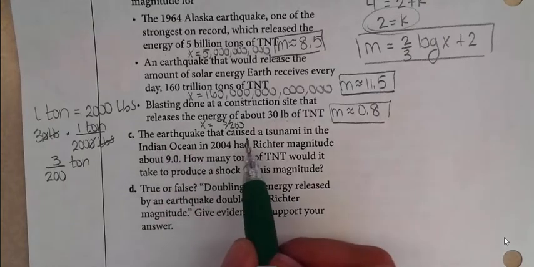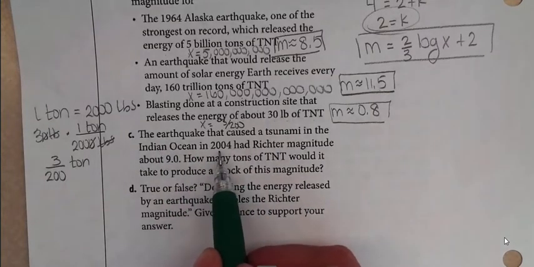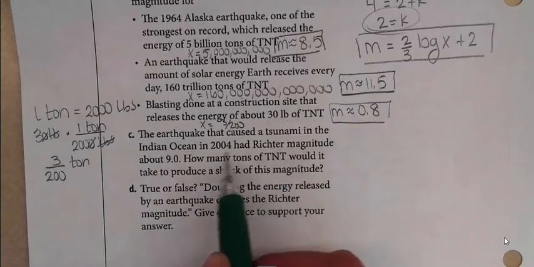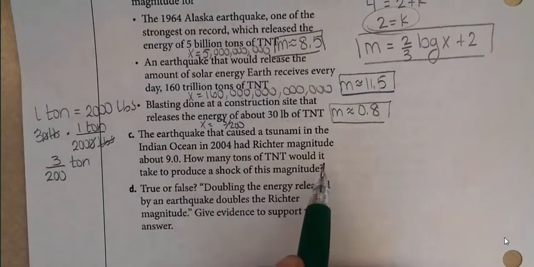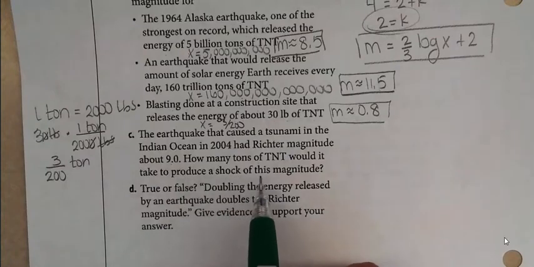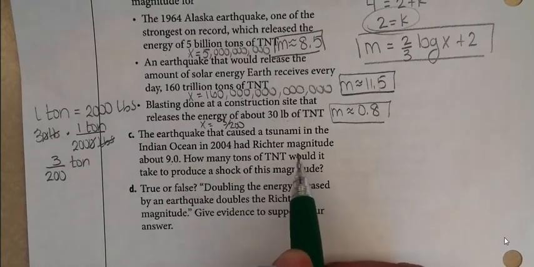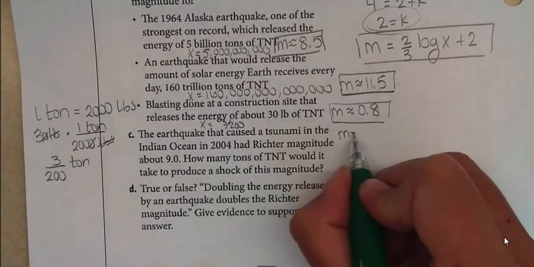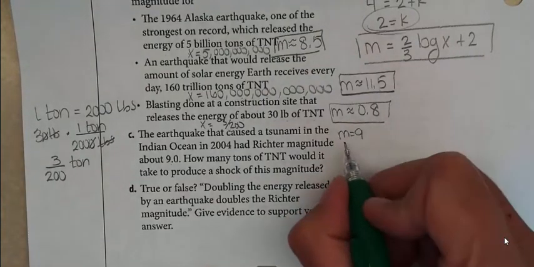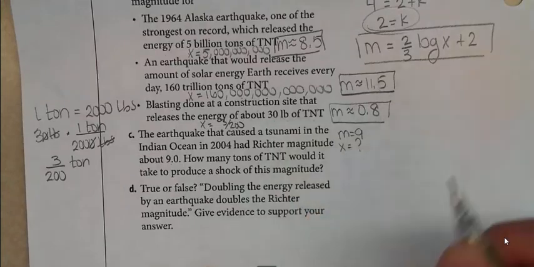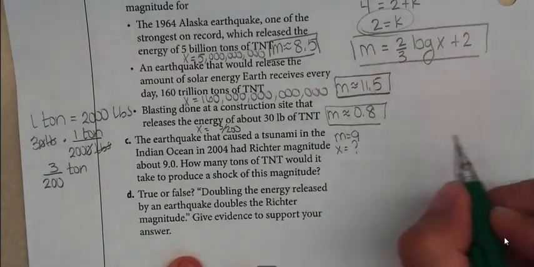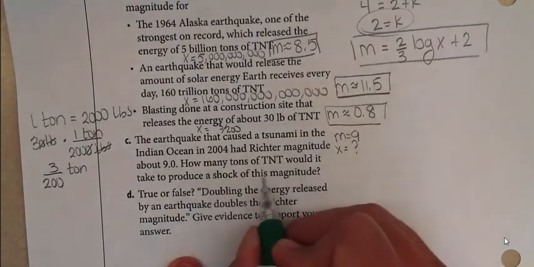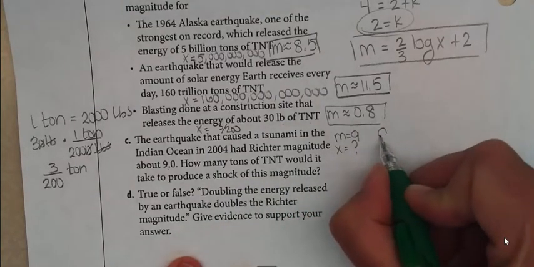The earthquake that caused a tsunami in the Indian Ocean in 2004 had a Richter magnitude of about 9. How many tons of TNT would it take to produce a shock of this magnitude? Okay, so now I'm given my M, my output, and I need to figure out what my input is, the tons of TNT, or the energy. So let's see here. How many tons of TNT? So I'm going to go ahead and just plug 9 in.